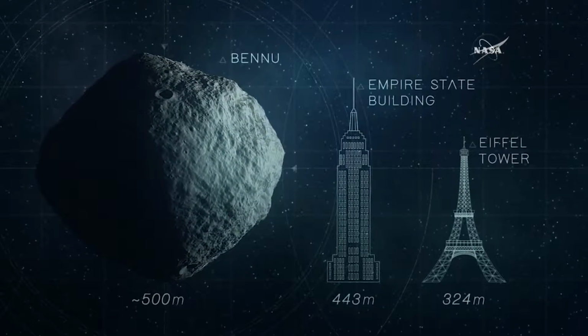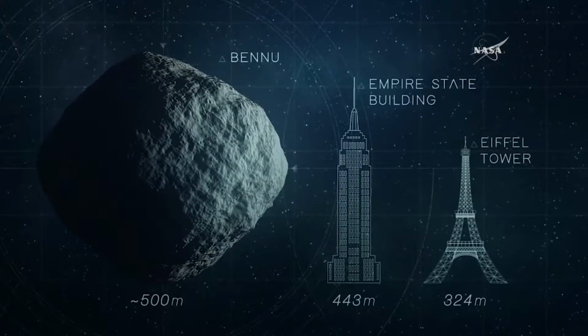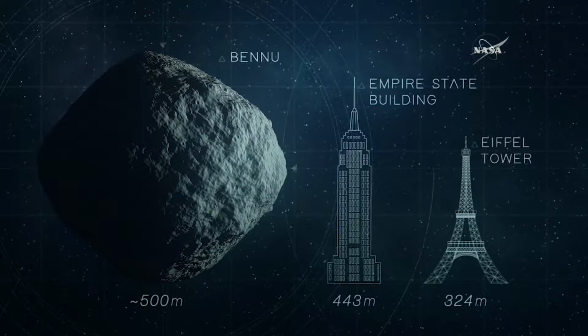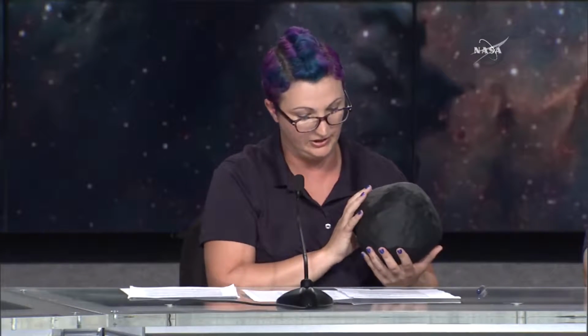Bennu is actually 492 meters in diameter at its equatorial bulge, and its rotation speed is only 4.3 hours. So we'll be able to match the rotation speed of it and do a safe, smooth, slow high five to collect that sample that we will then return to Earth.